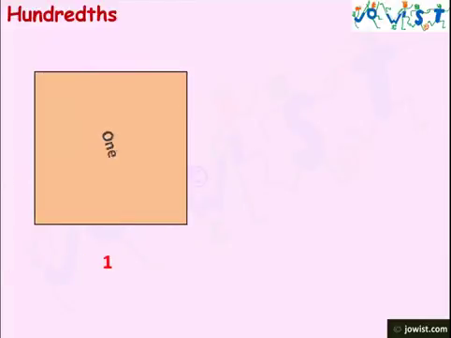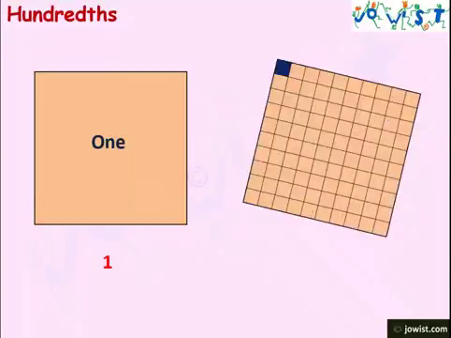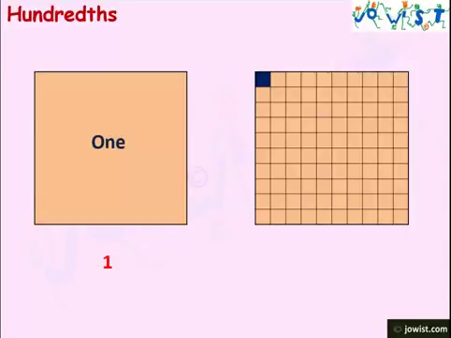Look at the figure. This square represents 1 or a whole. The second square on the right hand side is divided into 10 equal rows and 10 equal columns. It has 100 small squares, 10 into 10. And one small square is shaded blue.